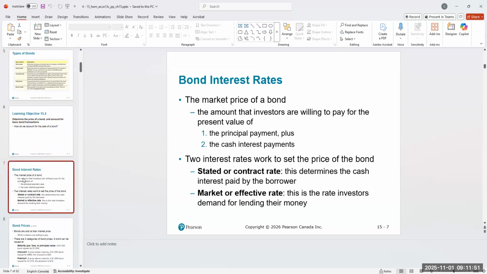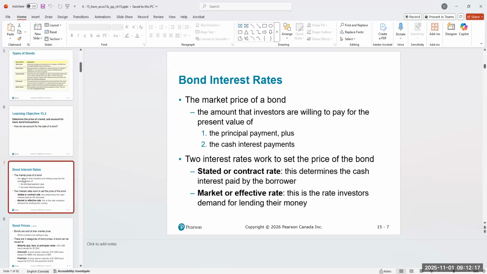The bond interest rate is the one that is going to determine how much money we're going to get for the bonds on the day of issuing. The interest rate on the bonds tells you how much interest the bonds pay to the bondholder once the company, the bond issuer, borrows the money.